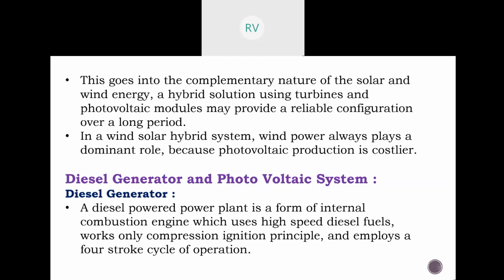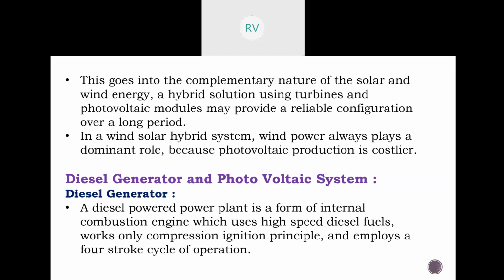That means we are having both the solar and the wind at the same time. They are very complementary. Okay, this will provide a reliable configuration over a long period. That is, over a long run, this will be a very beautiful combination. In a wind solar hybrid system, wind power always plays a dominant role because photovoltaic production is costly. Wind energy is much cheaper than photovoltaic production. So, whenever we are going for this hybrid system where wind and solar are the combination, wind will be given more preference. Wind will be the dominant form of energy.